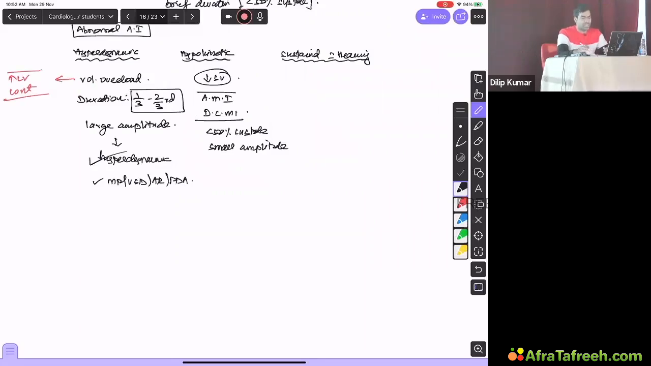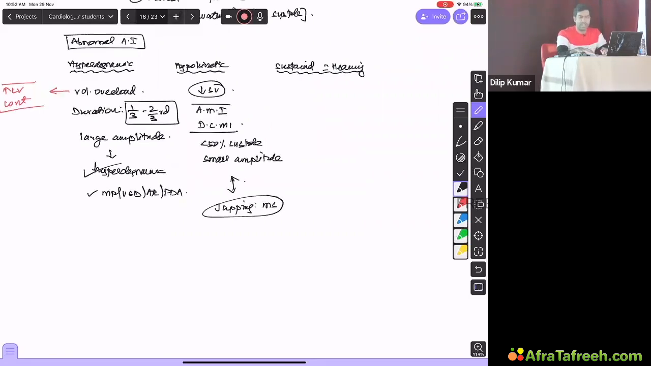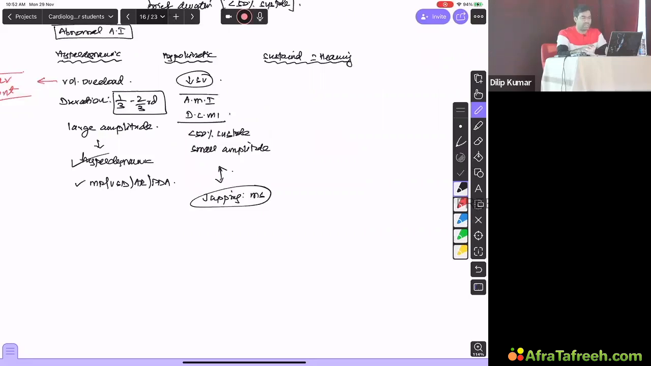And one special type of hypokinetic apical impulse is called tapping apical impulse. This should be commented on in patients with mitral stenosis. That's called tapping apical impulse. Then we have a sustained or heaving apical impulse. It's a kind of forceful thrust. This is typically due to significant left ventricular hypertrophy, especially concentric hypertrophy, which can produce this kind of sustained or heaving apical impulse.